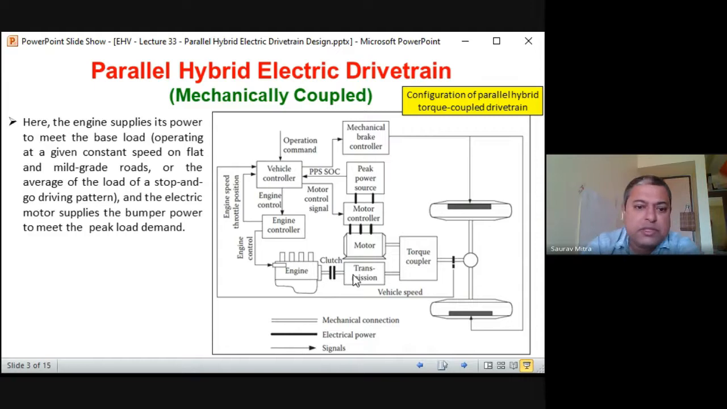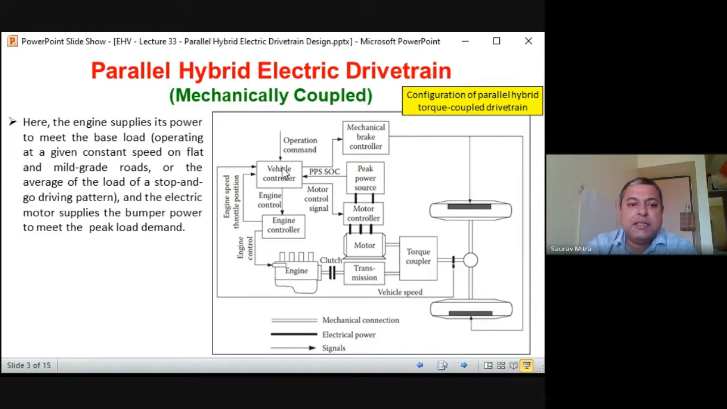One source is the engine, which is for the base speed, and the other is the peak power source. Whenever there is a specific requirement of peak power, at that time the peak power source, or PPS, is going to supply the power. This is mainly a battery. These two powers get added at the torque coupler and are given to the final drivetrain. So this is called a parallel or mechanically coupled drivetrain.